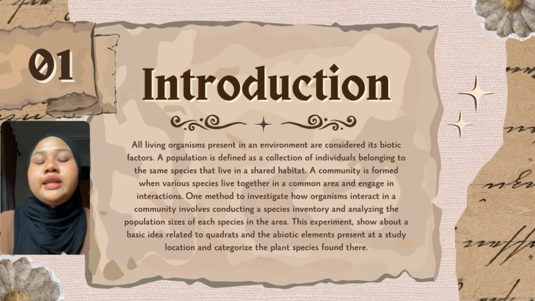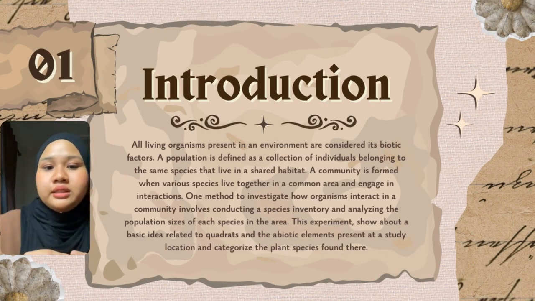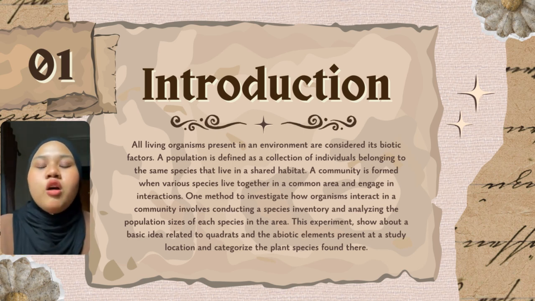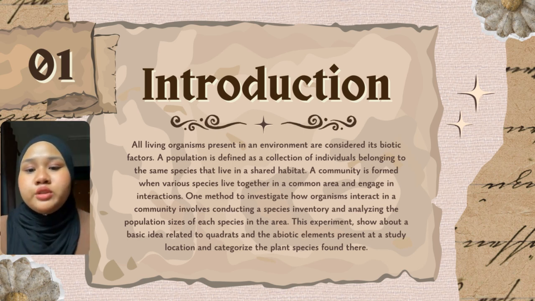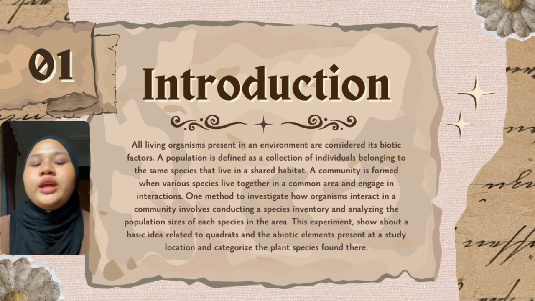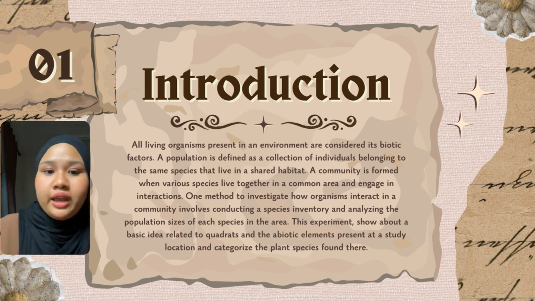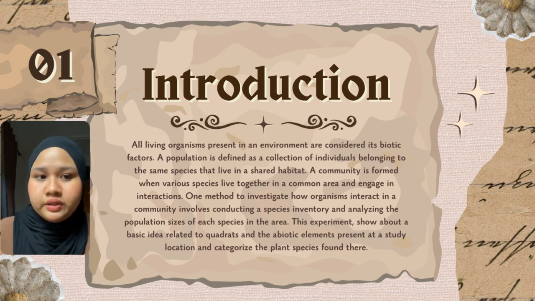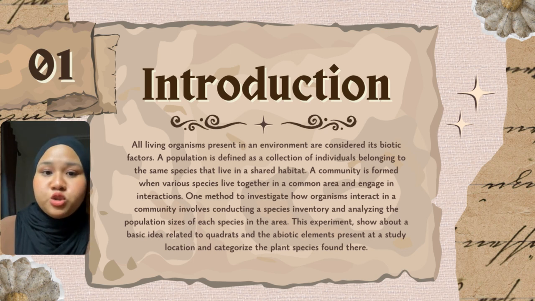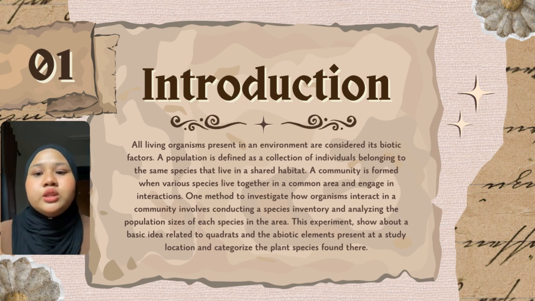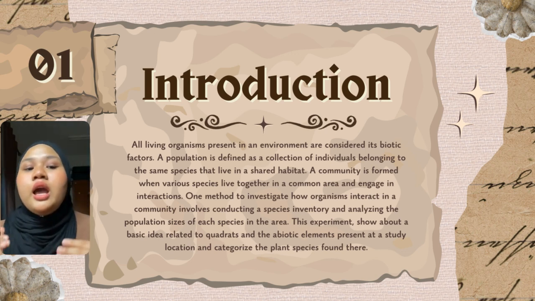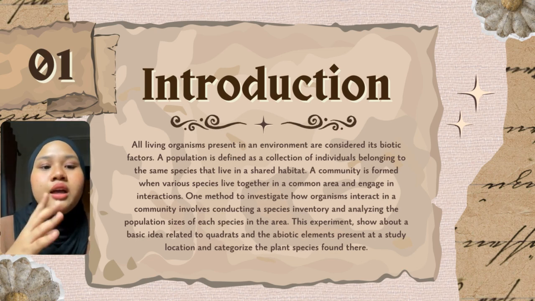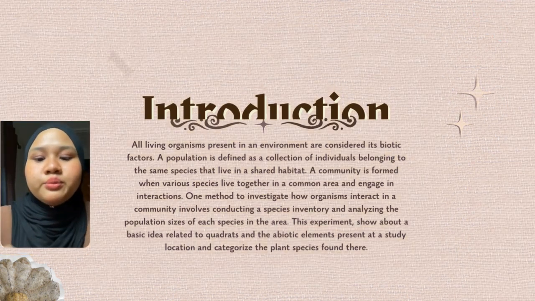All living organisms present in an environment are considered its biotic factor. A population is defined as a collection of individuals belonging to the same species that live in a shared habitat. A community is formed when various species live together in a common area and engage in interaction. One method to investigate how organisms interact in the community involves conducting a species inventory and analyzing the population size of each species in the area. This experiment showed the basic idea related to quadrats and the biotic elements present at the study location, and categorized the plant species found there.